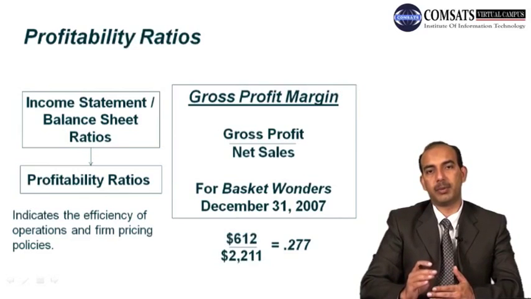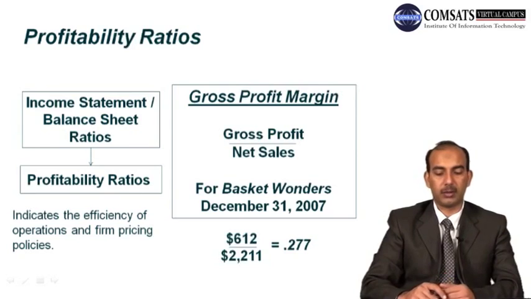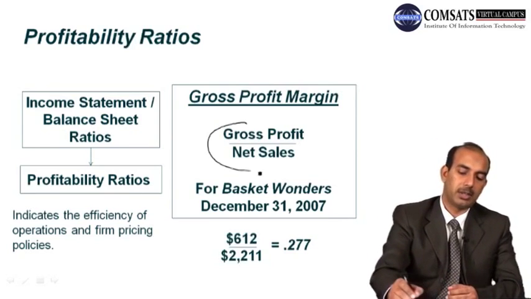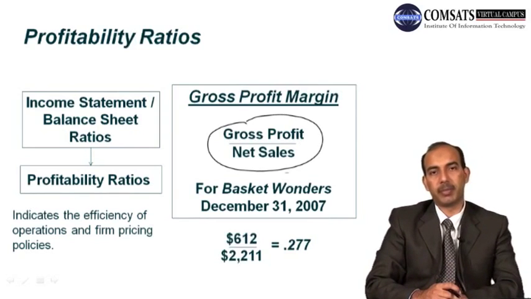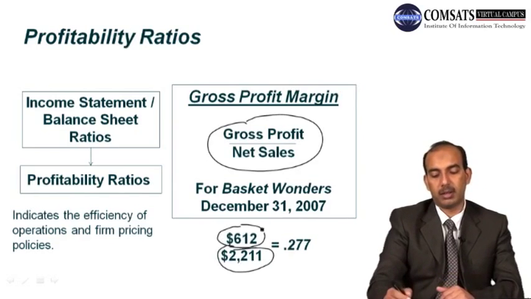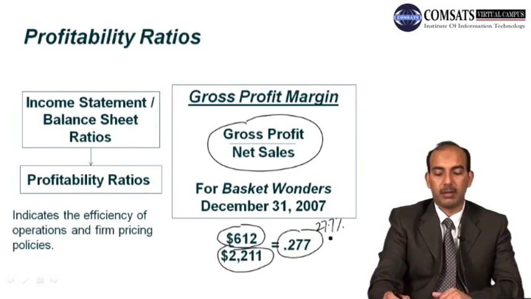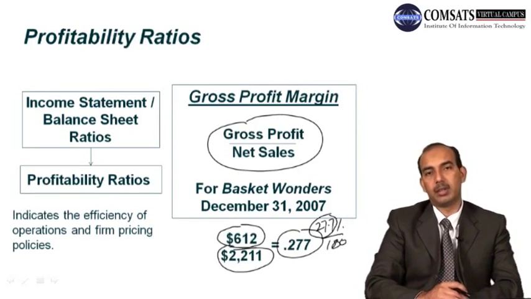So out of earnings before interest and tax, the firm pays interest expenses, and then the firm pays taxes. So here you can calculate how much of your net sales is contributing towards gross profit. So out of a gross profit of 612, whereas total sales are 2211, you are having 0.277, and 27.7% of gross profit. It means for every 100 units of sales, there are 27.7 points of gross profit.